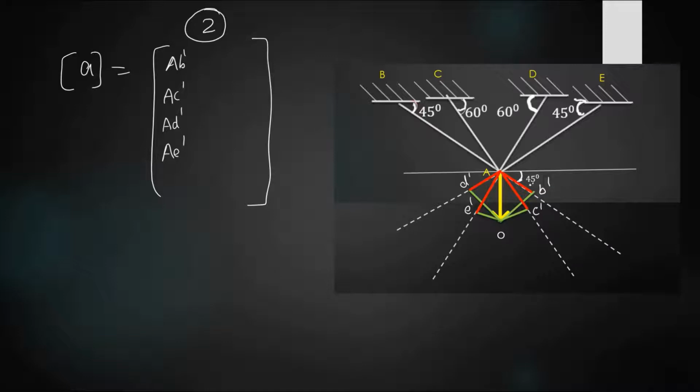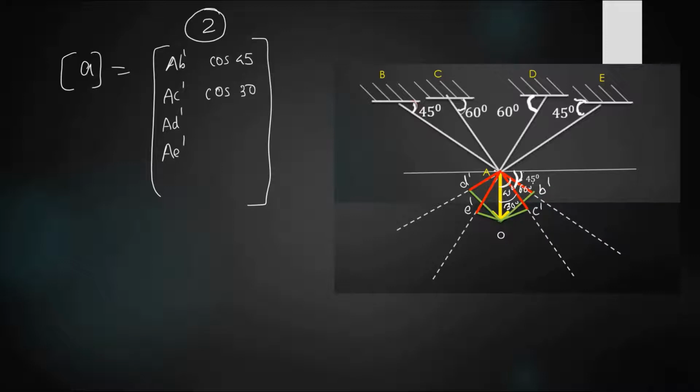Okay. So from the figure we can say triangle AOB dash, since this is 45 degree, this will also be 45 degrees. So AB dash will be cos 45. And from triangle AOC dash, this angle is 60 degree, so the rest angle will be 30 degrees. So we can say AC dash will be cos 30 degree.